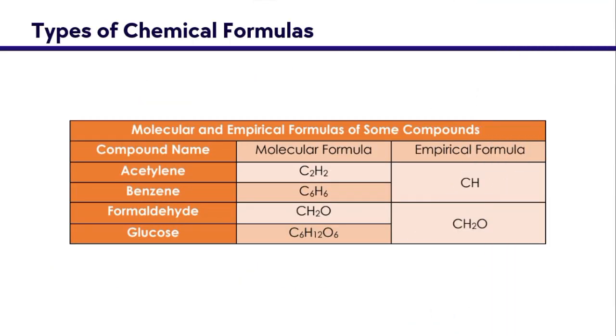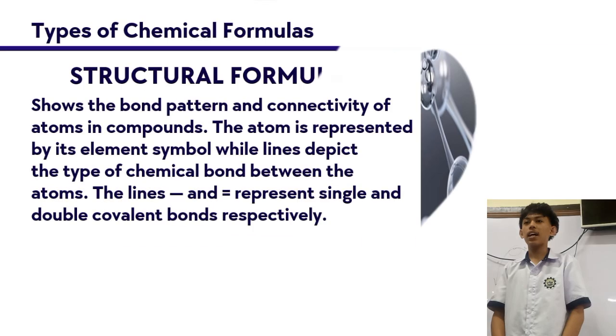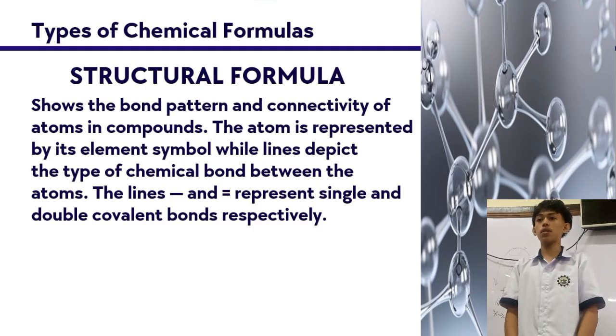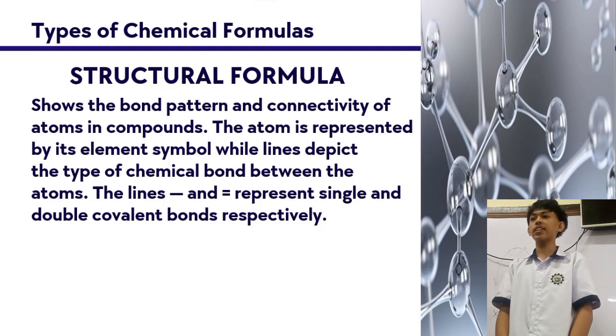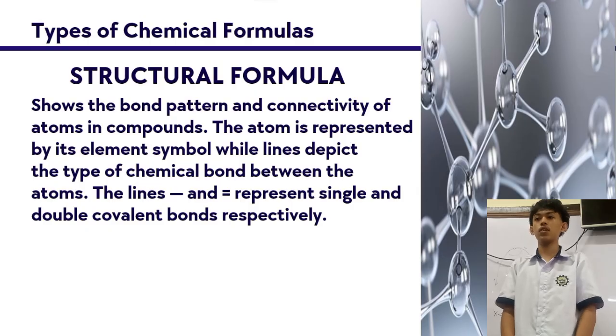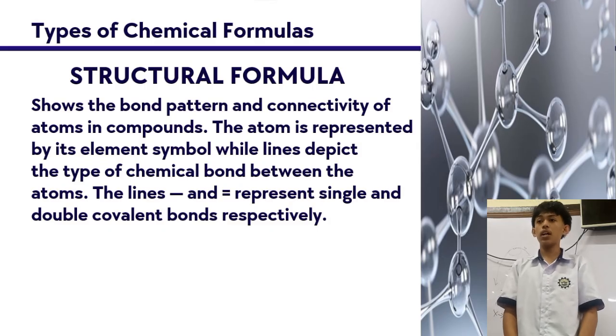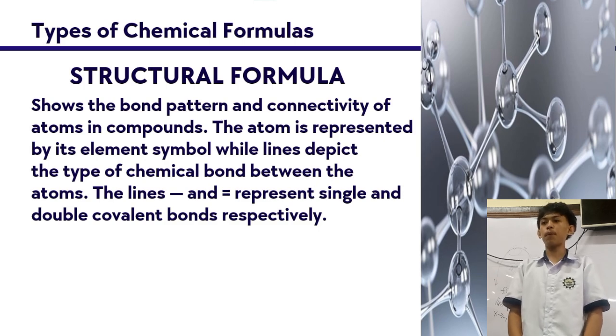Take a look at this table. It shows molecular and empirical formulas of some compounds. Lastly is structural formula. Structural formula shows the bond pattern and connectivity of atoms in compounds. The atom is represented by its element symbol, while lines depict the type of chemical bond between the atoms. The lines represent single and double covalent bonds respectively.